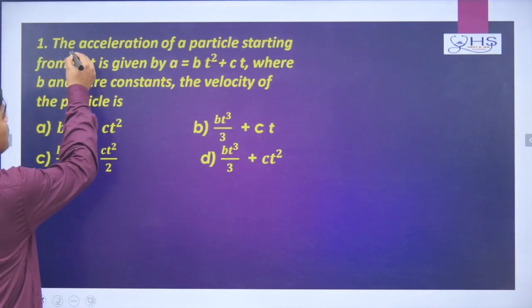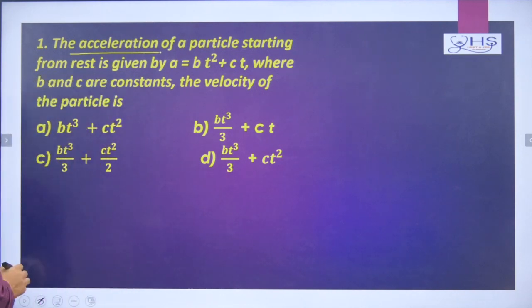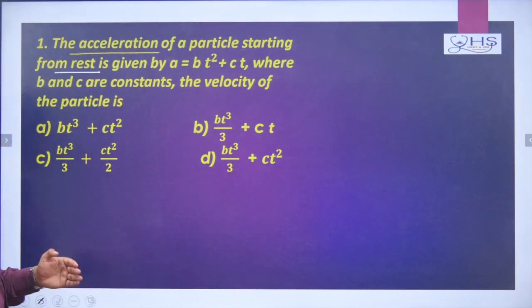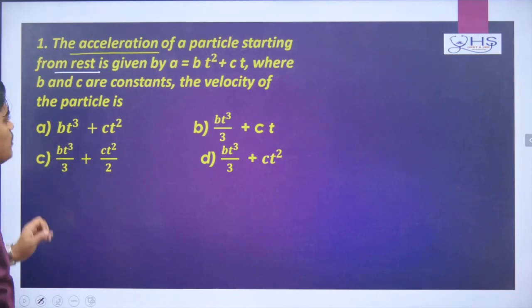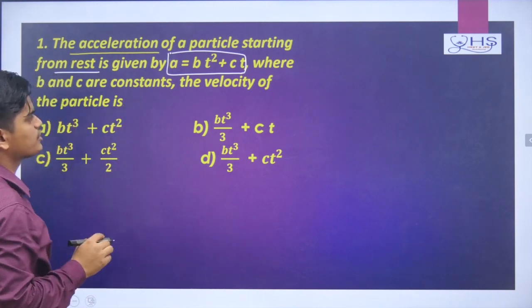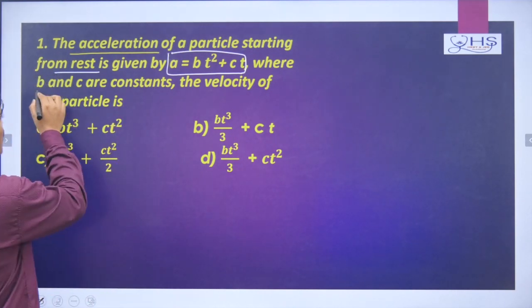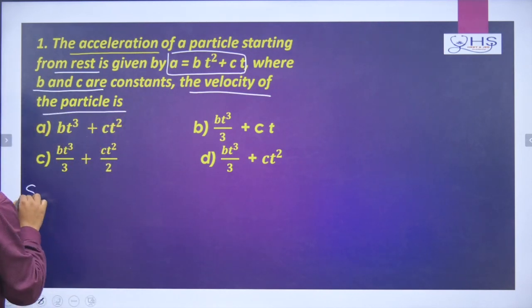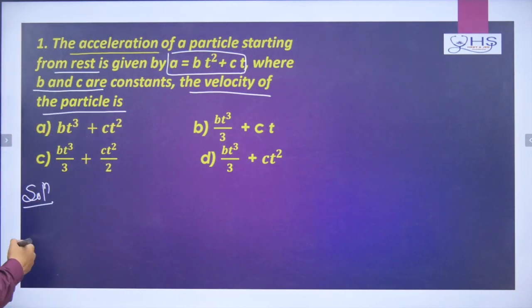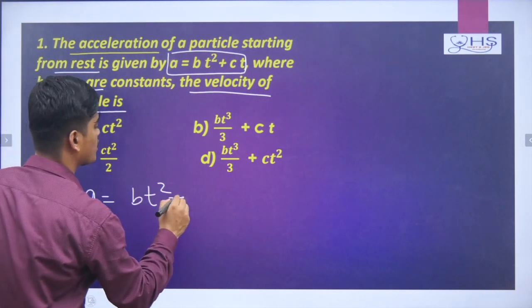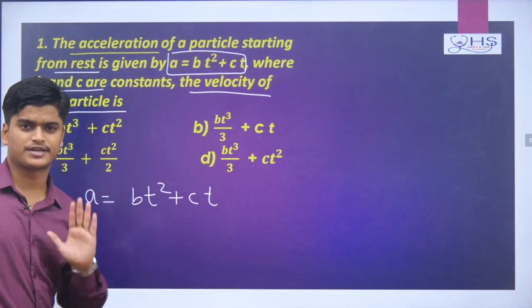Now see, it is given the acceleration of a particle starting from rest. Starting from rest means initially u equal to 0, or velocity equal to 0. Now a equals bt square plus ct. So a means acceleration, where b and c are constants. Now the velocity of the particle is what? Now write the solution. What is given here? Acceleration is given, first note it down: acceleration bt square plus ct. So the first work is over.